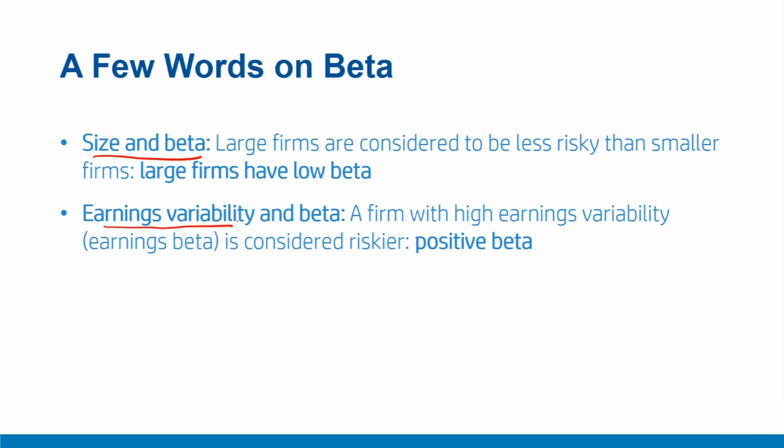To summarize, in this video, we discussed some of the properties of security that are linked to beta. These include the relationship between dividend payments and beta, growth and beta, liquidity and beta, size and beta, and finally earnings variability with beta.